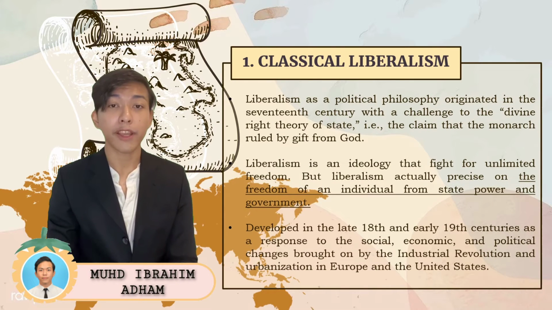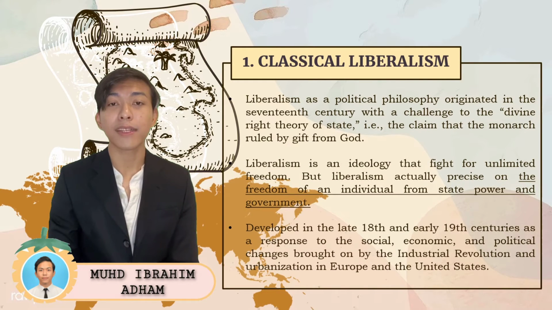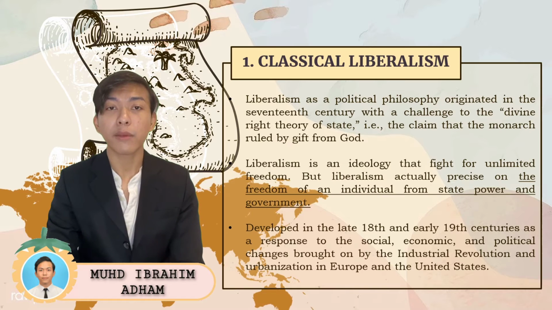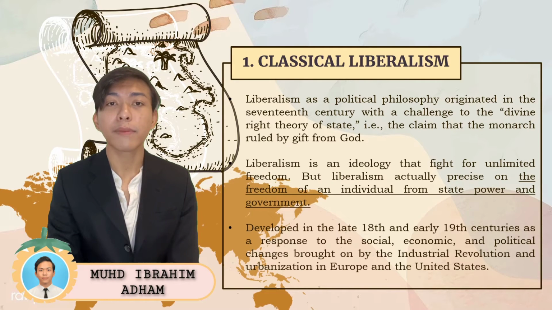Hi, my name is IBRAHIM and I will be explaining classical liberalism. People thought liberalism is an ideology that fights for unlimited freedom, but actually liberalism presides on the freedom of an individual from state power and the government. Even though free from state power, people still live in a society. It's like the protection of civil liberties under the rule of law.